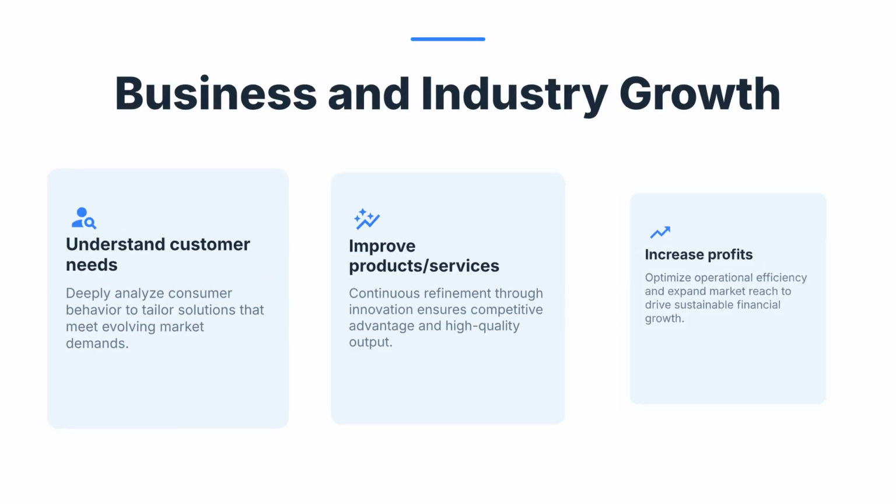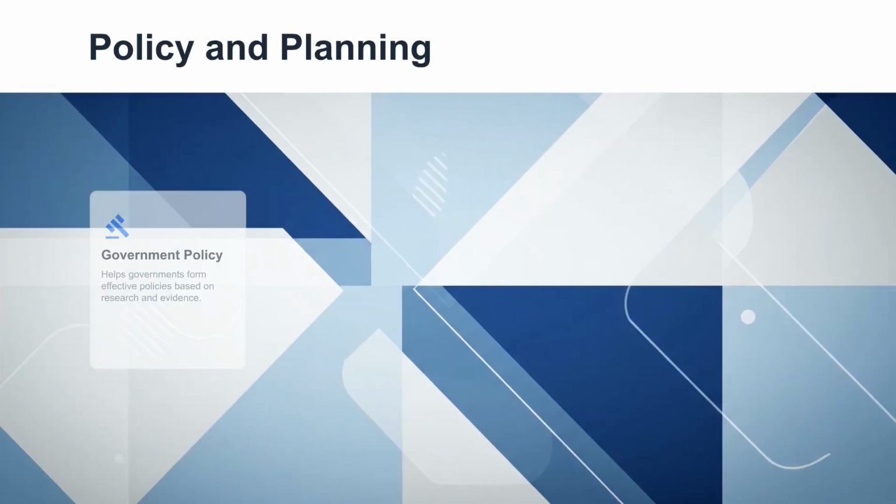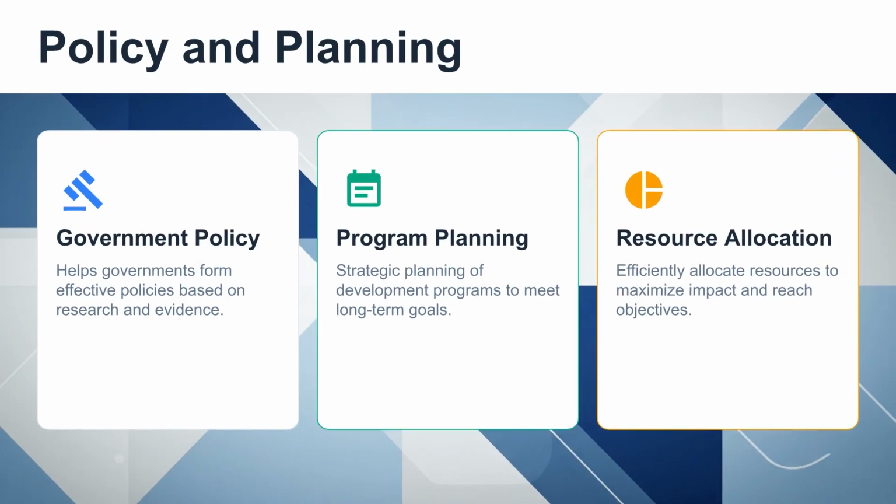Research is important for business and industry growth. It helps to understand customer needs by analyzing consumer behavior and tailoring solutions. It also improves products and services through continuous refinement, which ultimately helps to increase profits by optimizing operational efficiency. In terms of policy and planning, research helps governments form effective policies based on evidence. It supports program planning by strategically planning development programs. Additionally, it aids in resource allocation by efficiently distributing resources to maximize impact and reach objectives.